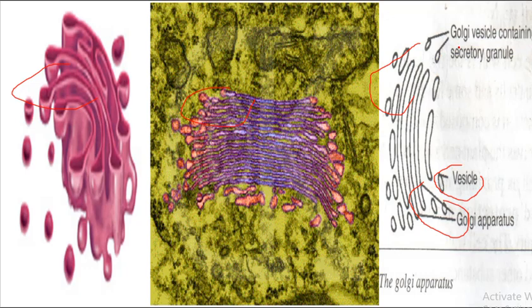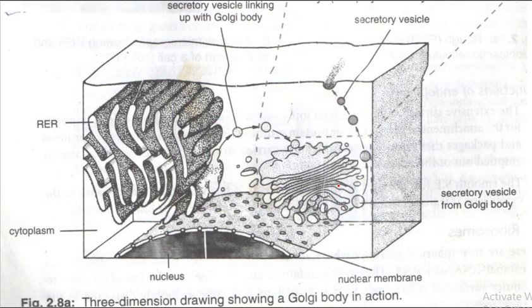Let's look at the Golgi apparatus. It looks like this. It contains Golgi vesicles, which contain secretory granules for cell secretions. Then the vesicles, this is how the Golgi apparatus looks. Then we have a three-dimensional drawing showing a Golgi body in action. As you can see, the secretory vesicles of the Golgi apparatus. Here, the Golgi apparatus itself.